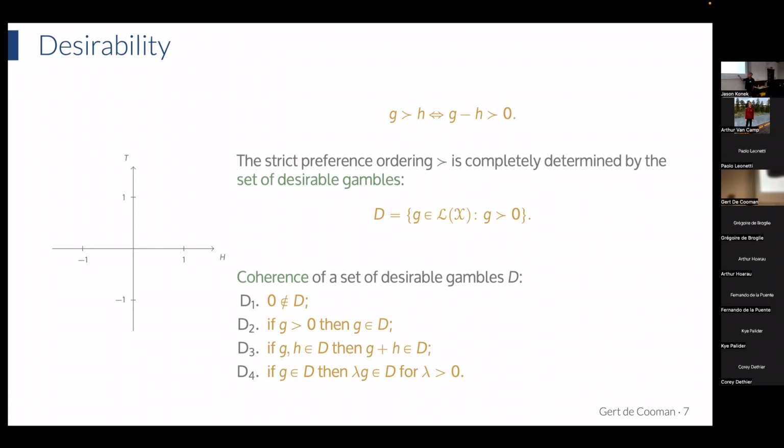So these 4 axioms are equivalent to the axioms that we had before, the properties, the assumptions that we had before. So this is now the basic concept of preference that we're going to use. It's quite simple.